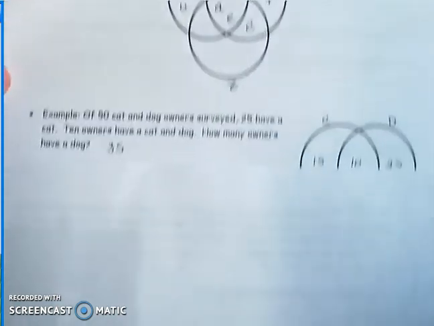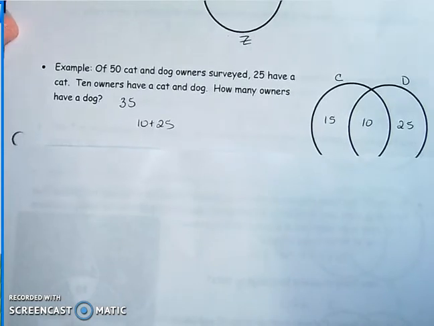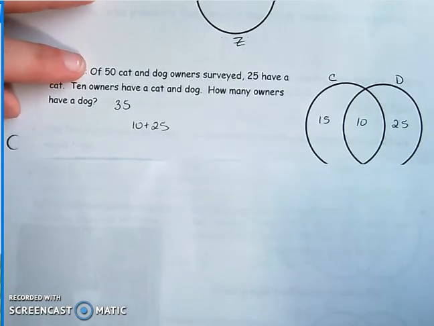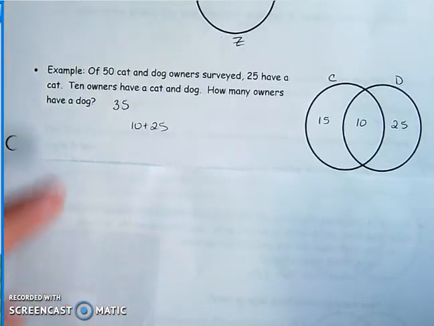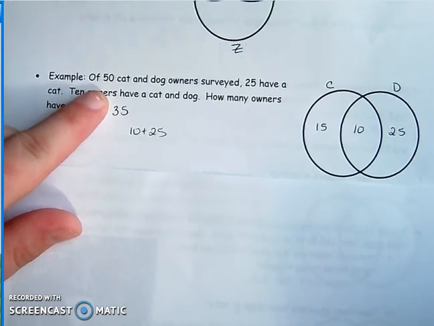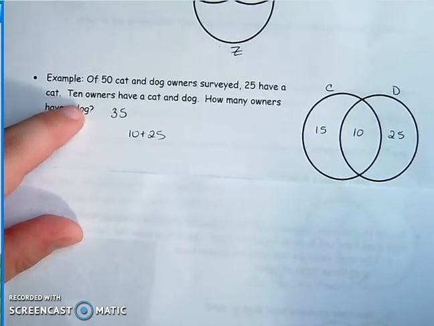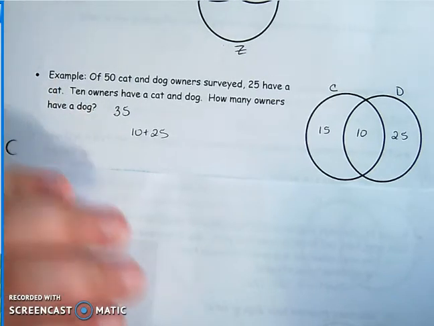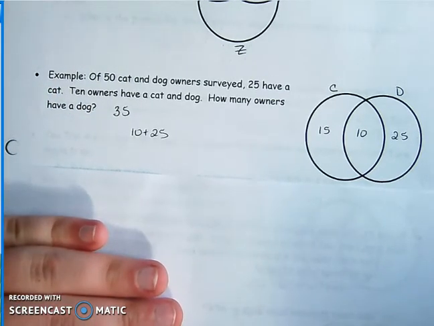Now we're going to do some with numbers, and it can get a little confusing sometimes. And then we're going to answer a question. So we have 50 cat and dog owners total. 25 have a cat, 10 owners have a cat and dog. How many have a dog? Okay, so it seems kind of simple, but you've got to be careful.